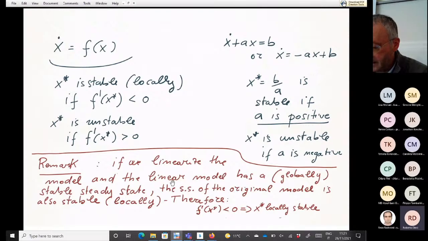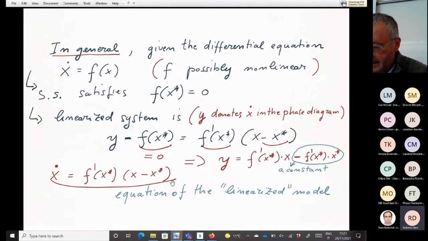Okay, if you are interested, this is how the linearized system is written in general. And of course, from here you see that f prime of x star is basically minus a, okay? It is our minus a of the linear model. It is f prime of x star.